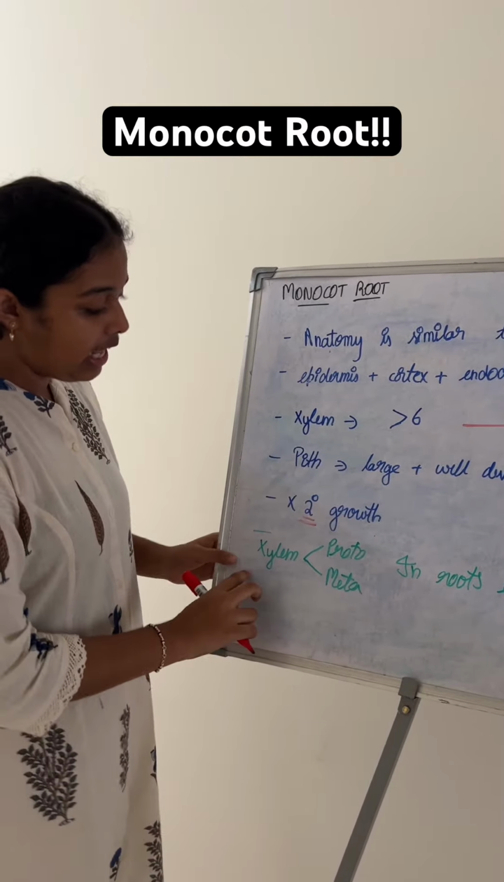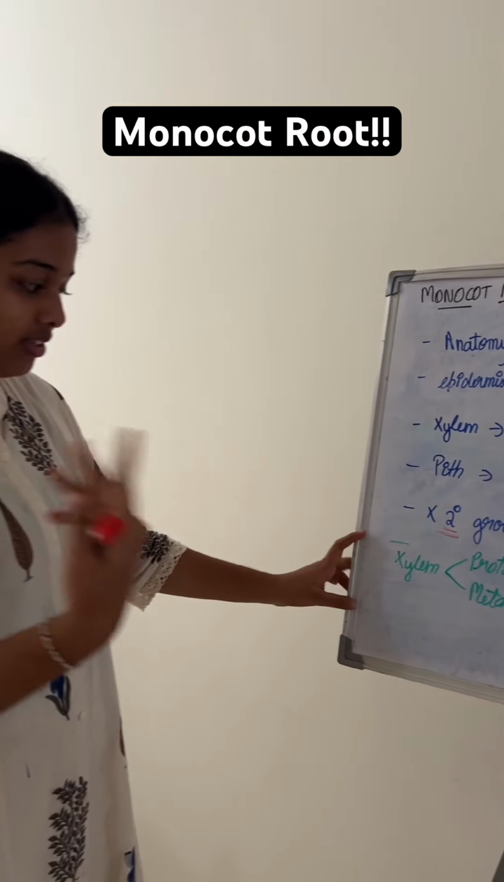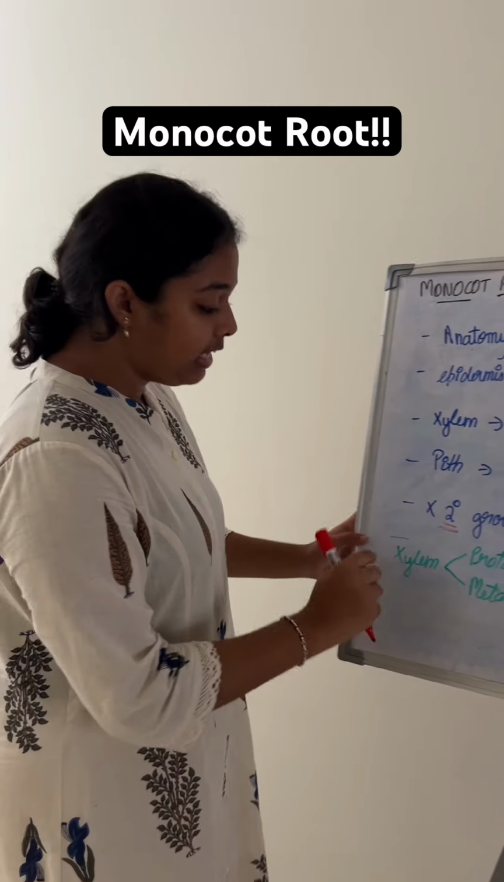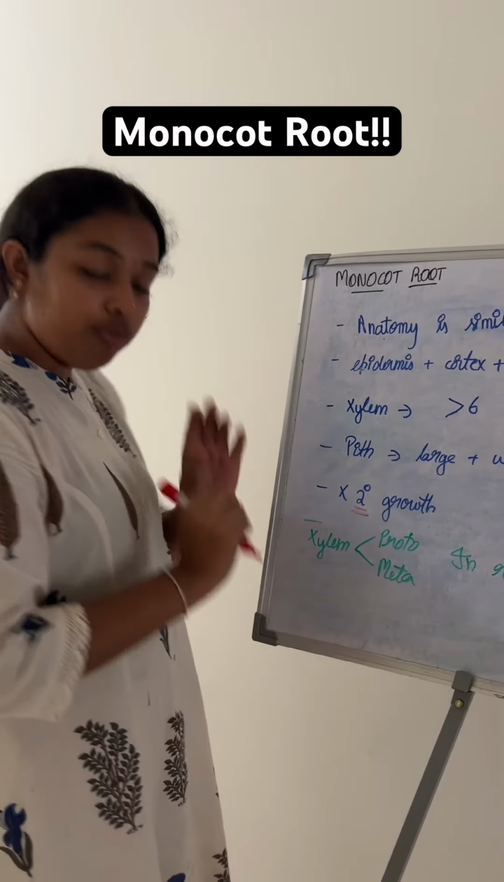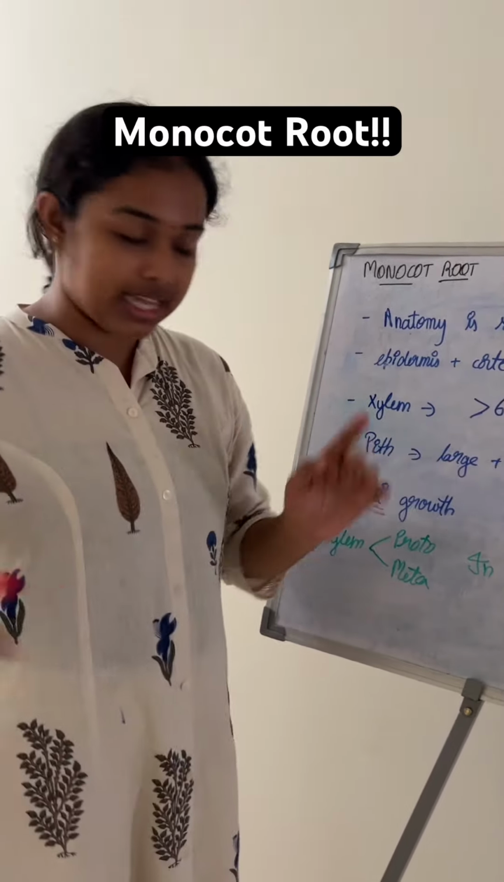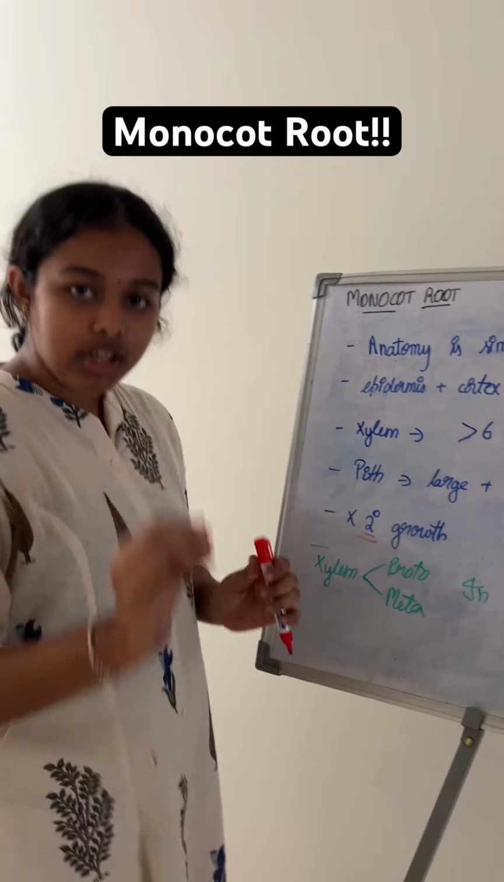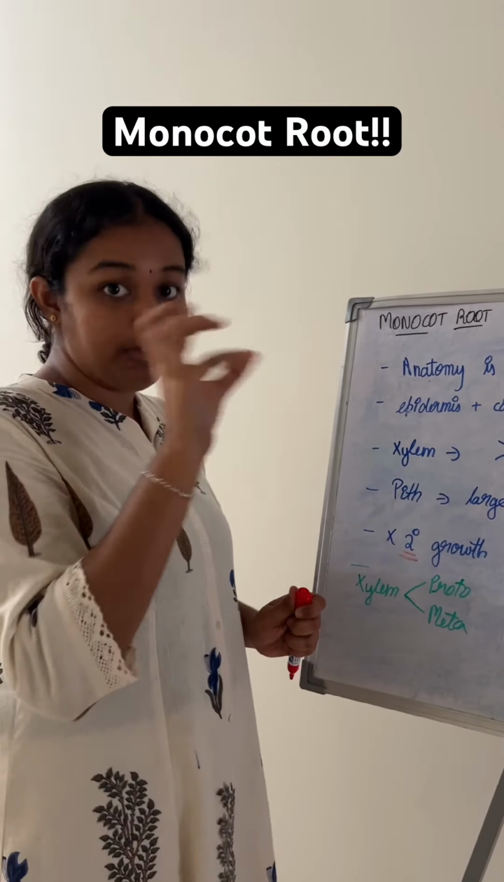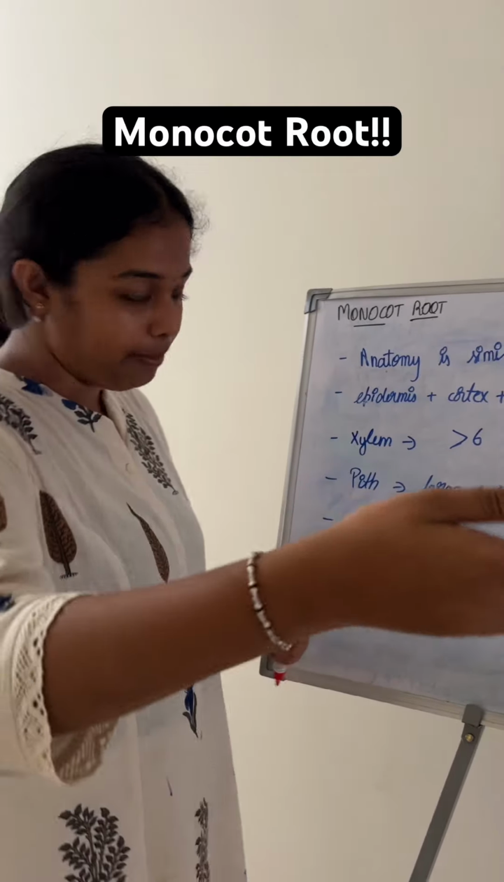Okay, and I would like to include something important here, that is xylem. It is of two types, protoxylem and metaxylem. When we say protoxylem, it means the one which came first, developed first. Meta is the one that came later.